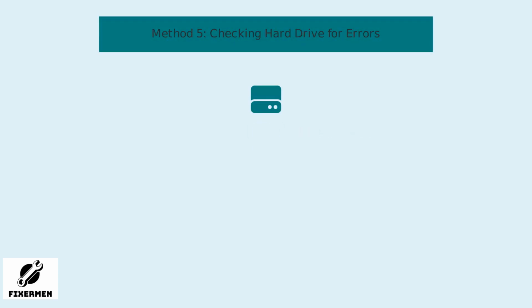Underlying hard drive issues can cause corruption in Outlook data files. Running a disk check identifies and repairs these errors before they affect your files. When your hard drive has bad sectors or file system errors, it can lead to data corruption that makes Outlook unable to access its data files properly.